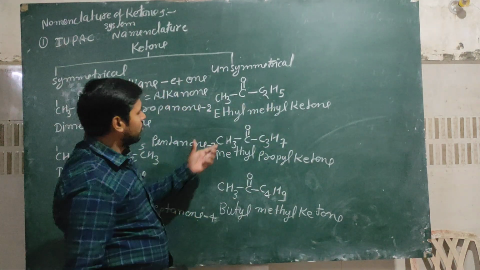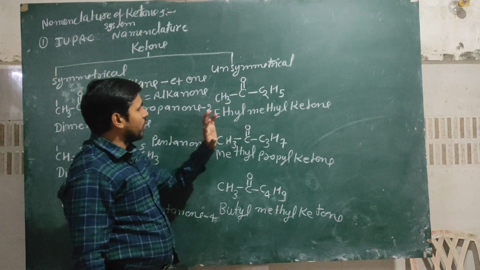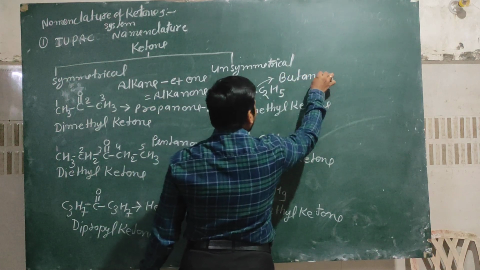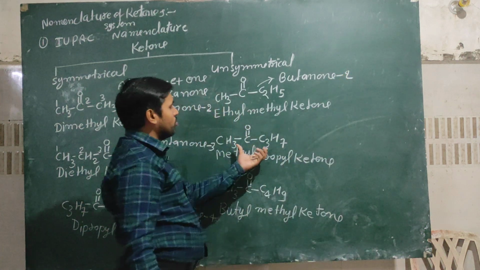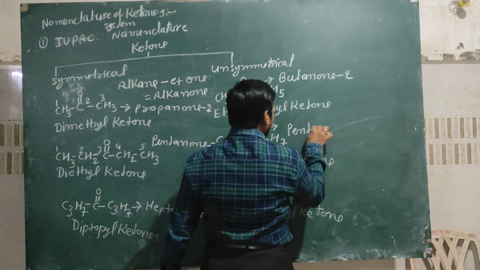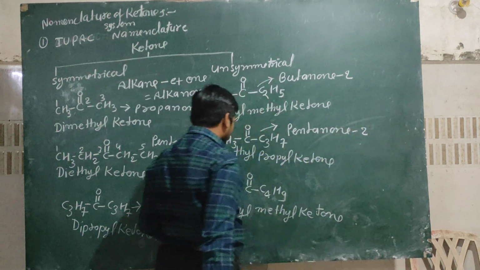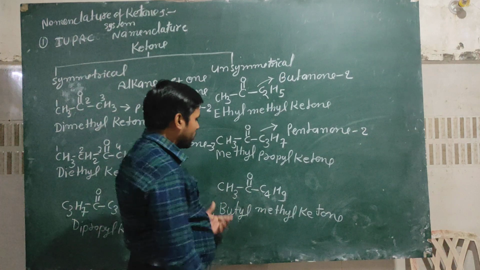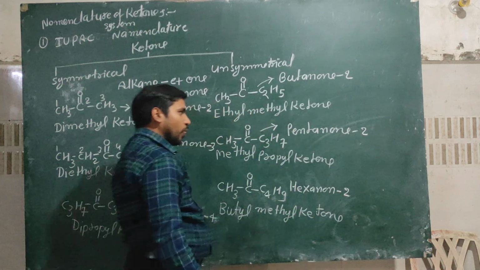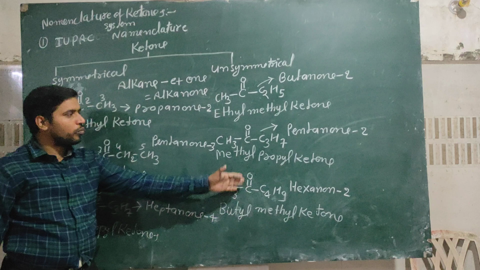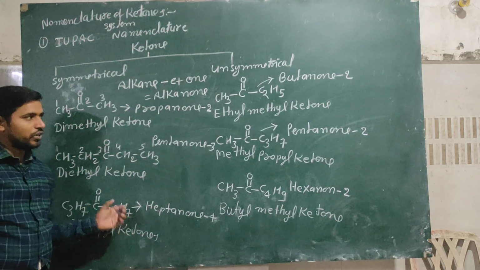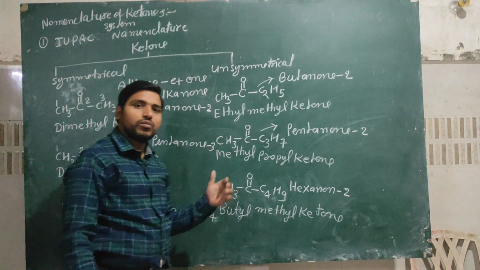Here total number of carbon is 2, 3 and 4. So butanone 2. Its name is butanone 2. Here total number of carbon is 5, but its name is pentanone 2, and here total number of carbon is 6, and its IUPAC name is hexanone 2. Okay, so you can see here that the carbonyl group can be at the second position and can also go beyond second. According to the structure of the compound we can discuss the IUPAC nomenclature of ketone.